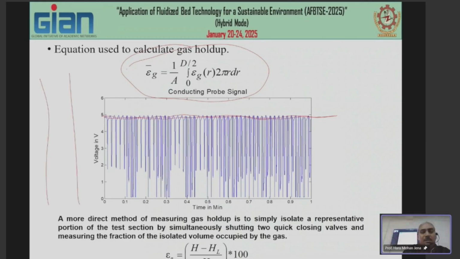This can be measured. Suppose H is the height of the expanded bed, and with the escape of the gas, only the liquid-solid height remains, which is HL. This can be easily measured, and the hold up can be calculated using this relation: H minus HL upon H times 100. This is nothing but the gas hold up in percentage; for fractional gas hold up, the 100 is not required.